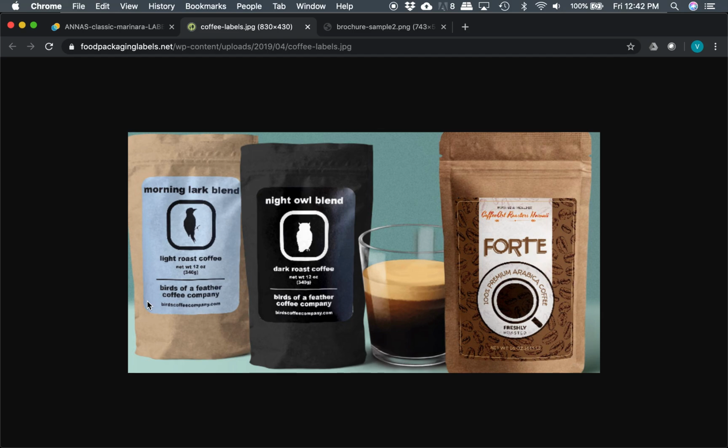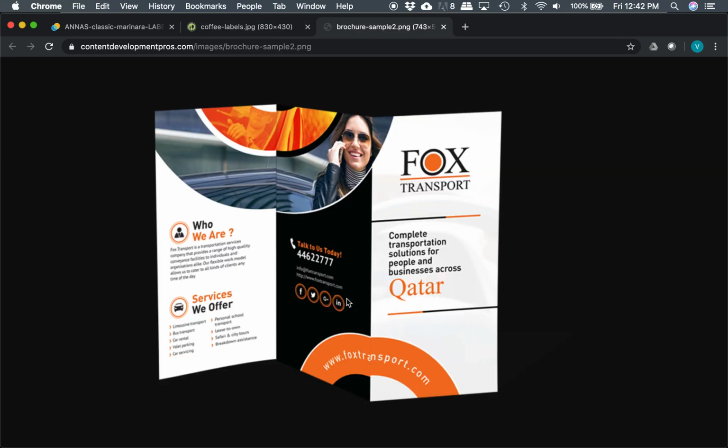Same here. So coffee, you got the coffee name. You got how many ounces it is right there with the blend and then the name of the coffee company with the website right with it. It's nice. Good stuff. So, one more. This is a really good one too.